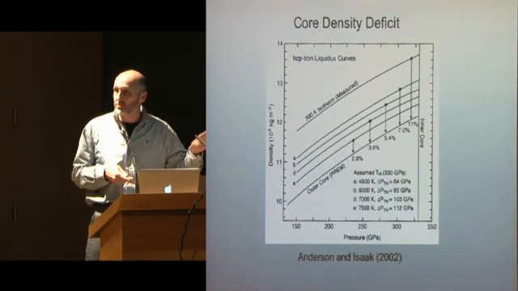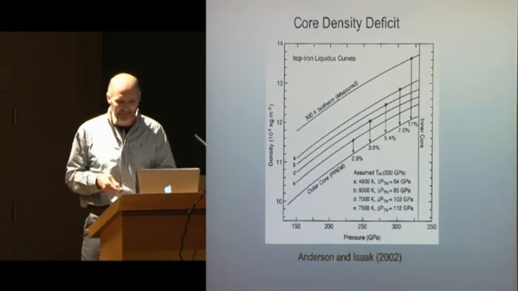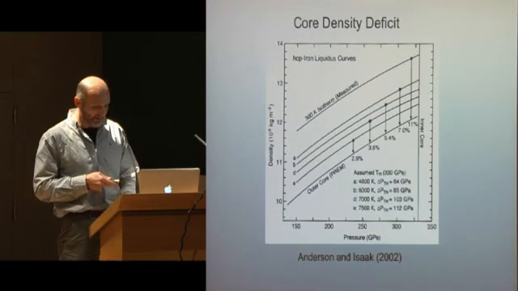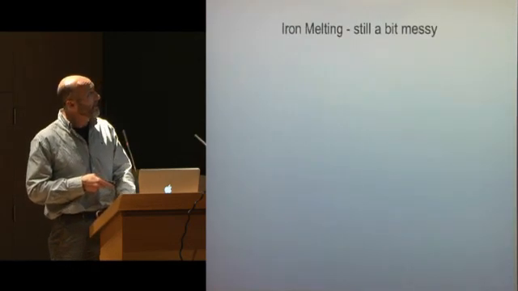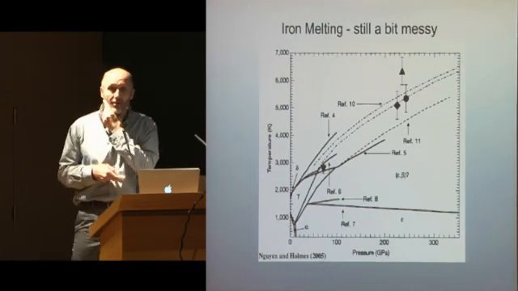Clearly, if it's on the order of 2 or 3%, then you can't stick 7% silica in the core. Okay, so it's a very first-order constraint that probably needs more attention. Part of that is because iron melting is still a messy business. Working on it for a long time.